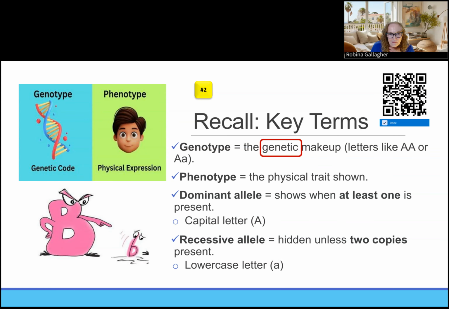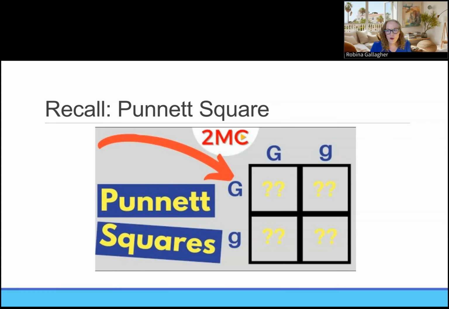Yeah? Okay. Moving on to question 3. We're going to start doing some Punnett squares. And so I want to show a really short video, just reviewing how to do a Punnett square.